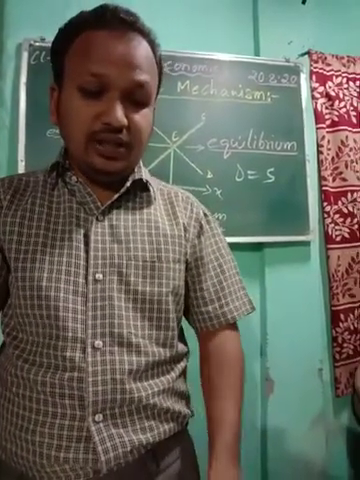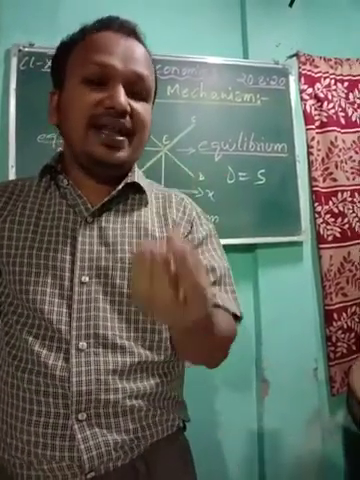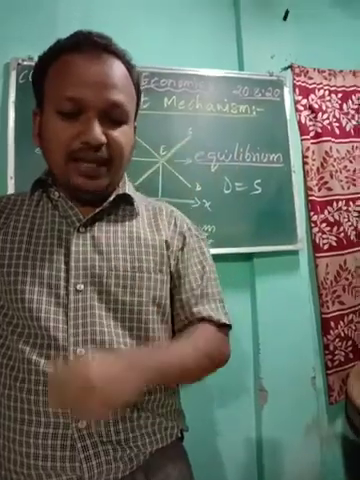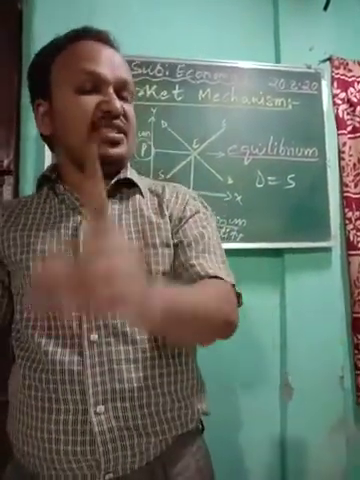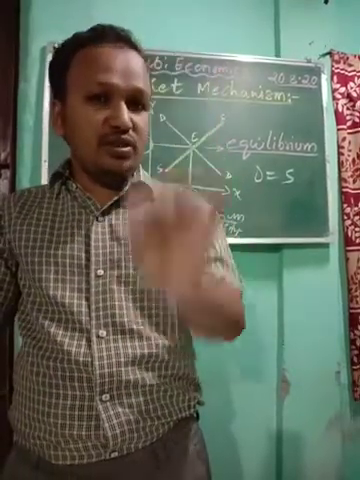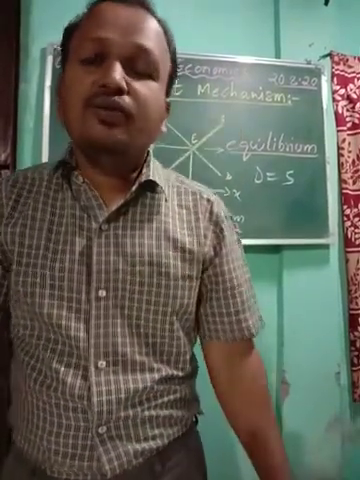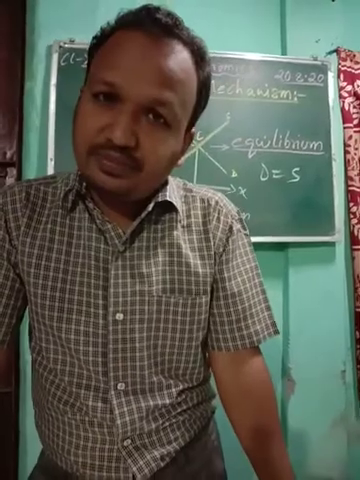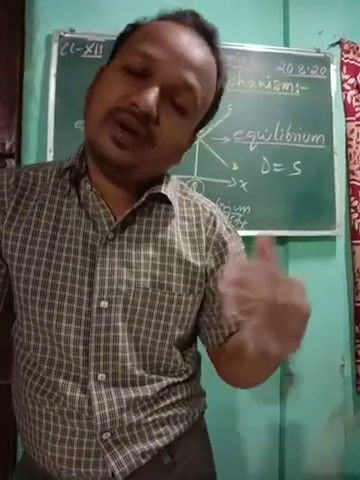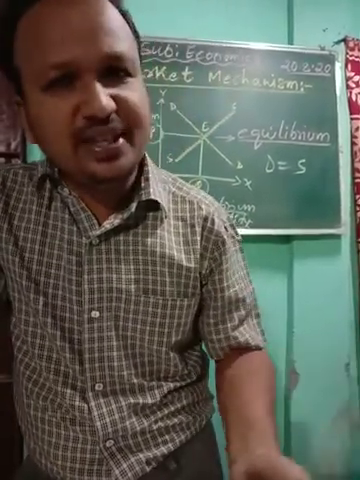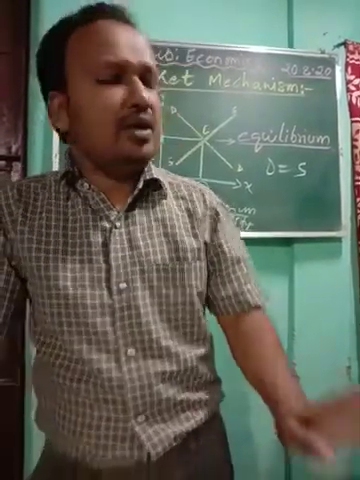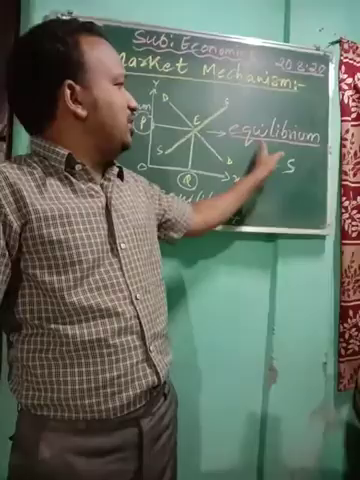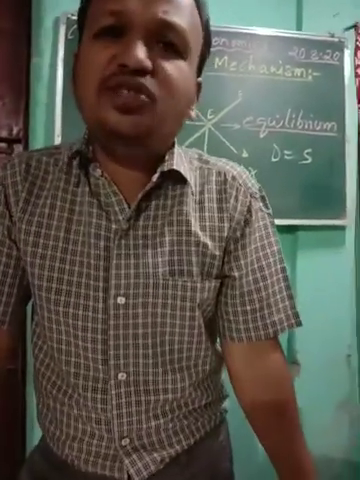Okay, now you see, if today demand is less and supply is more, then excess supply will take place, and when there is excess supply it will force the price to come down. So if again supply is more and demand is less, the price will again tend to fall. But when demand and supply are equal, there won't be any change.